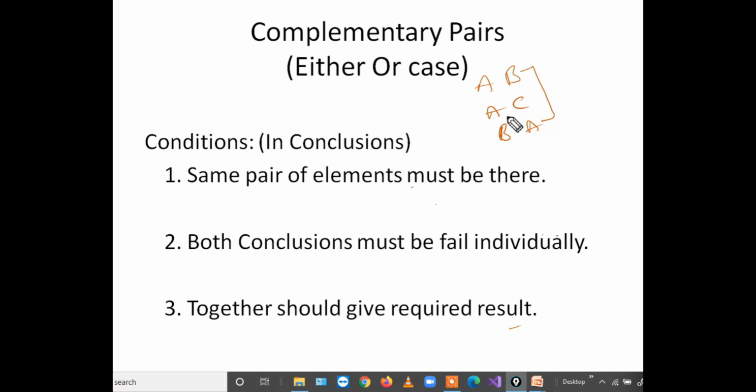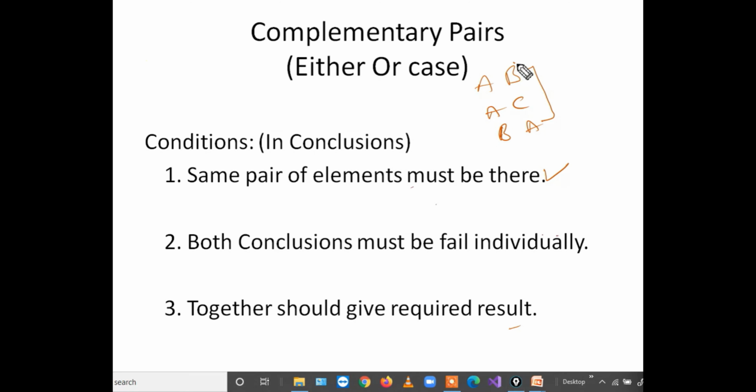Same pair of elements must be there. They may be in the same order or may not be in the same order because we can place them in an order. Nothing but A greater than B, nothing but B less than A. Right. In that way, we can place them in an order. One point. Second point. Both the conclusions must fail individually.